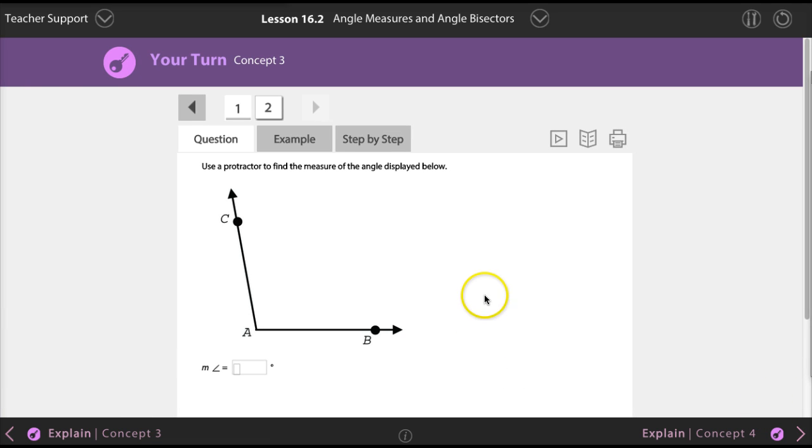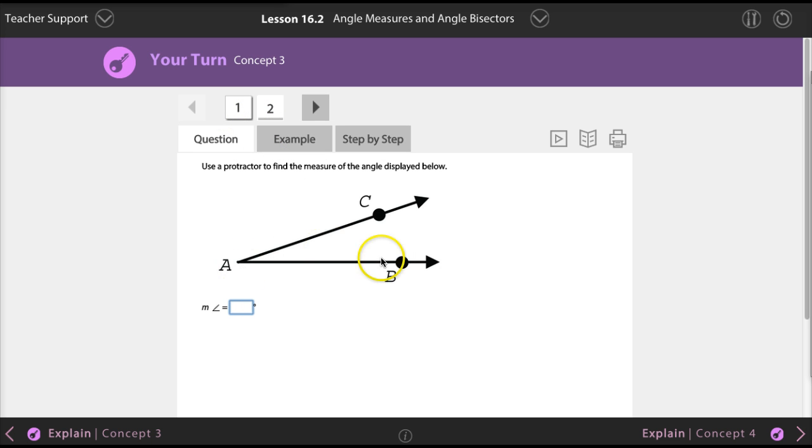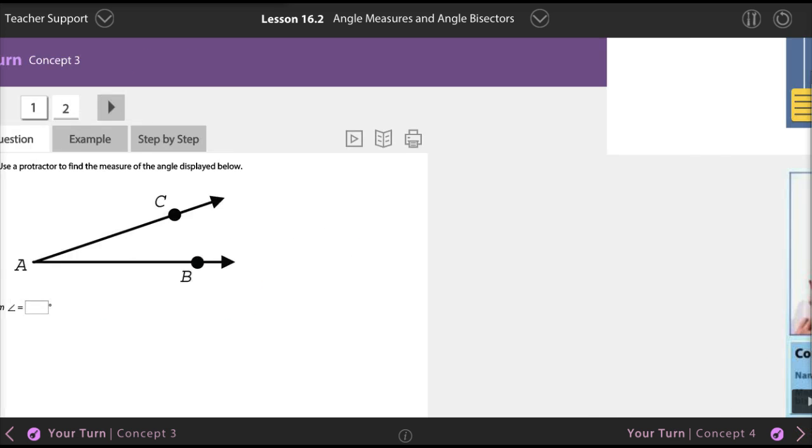My recording is going to be short today because most of our lesson has to be done in class. So we would be able to solve this one in class. I'm going to give you a protractor and you have to work with your partner. Okay? And then same thing over here. Moving on.